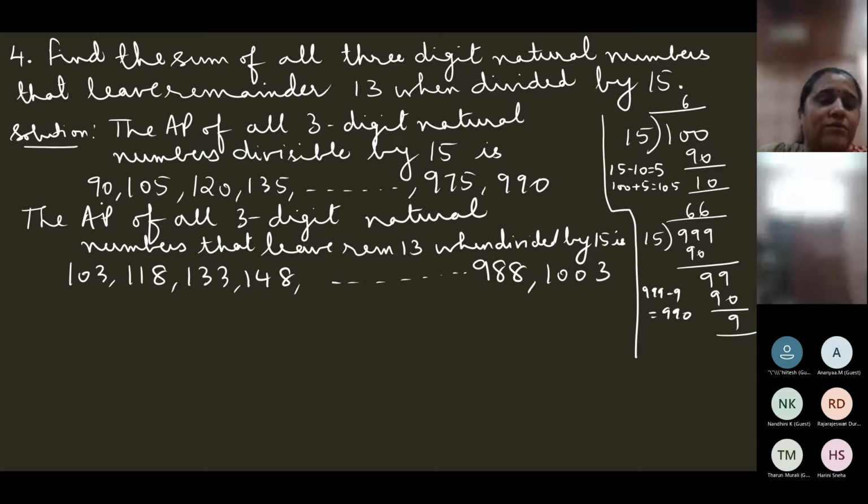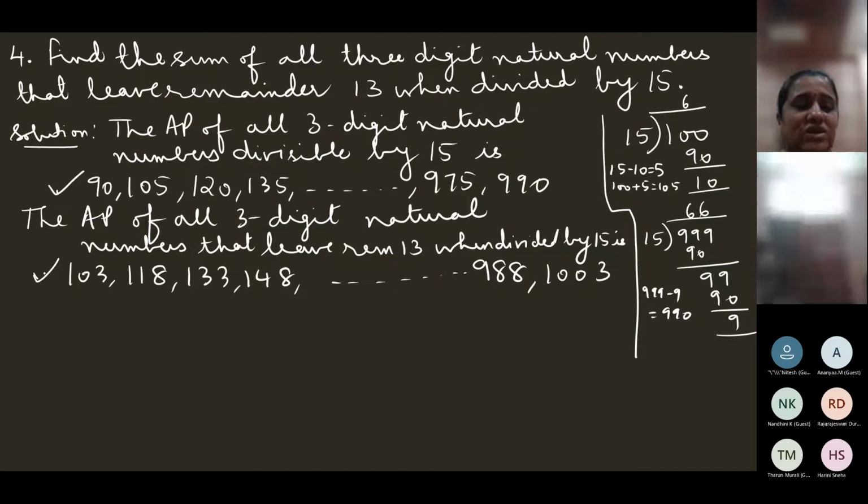I asked you to take one before 105, which is 90, which is not a 3-digit number. It's a 2-digit number, but just take that. Now find the AP of all 3-digit natural numbers that leave remainder 13 when divided by 15. If they have to leave remainder 13, simply add 13 to all the numbers. If you see now, this one is the AP of all the numbers exactly divisible by 15.